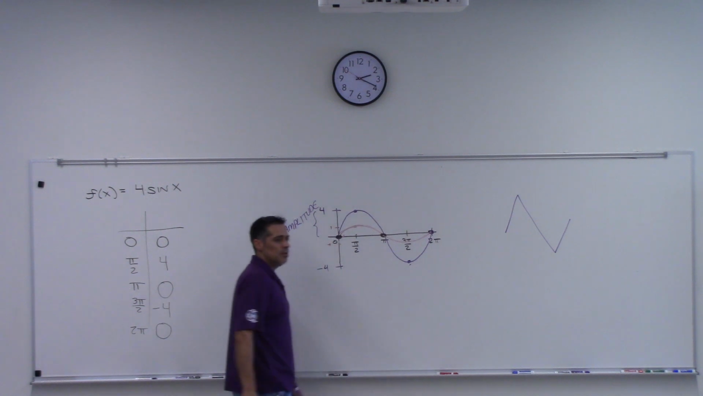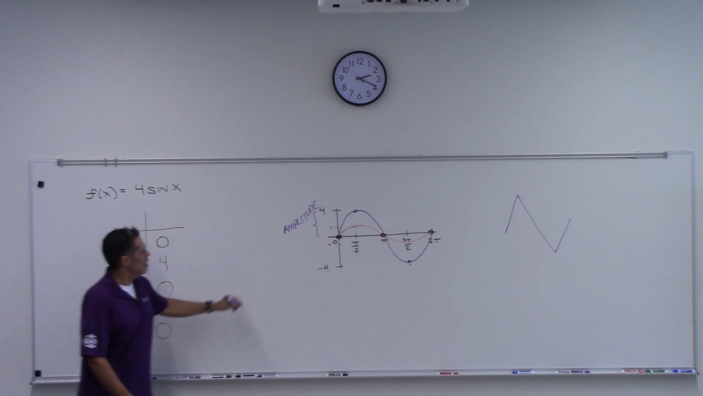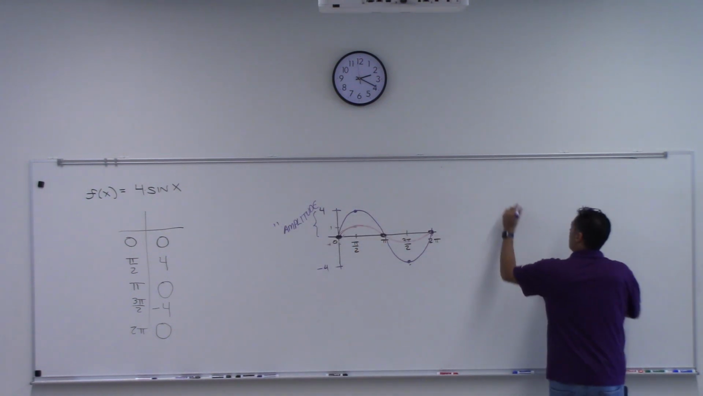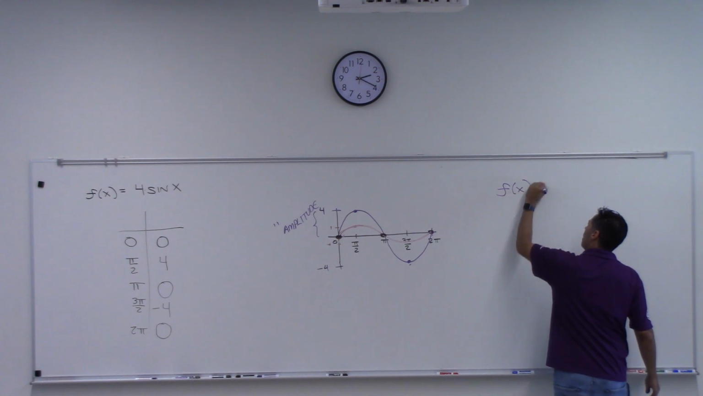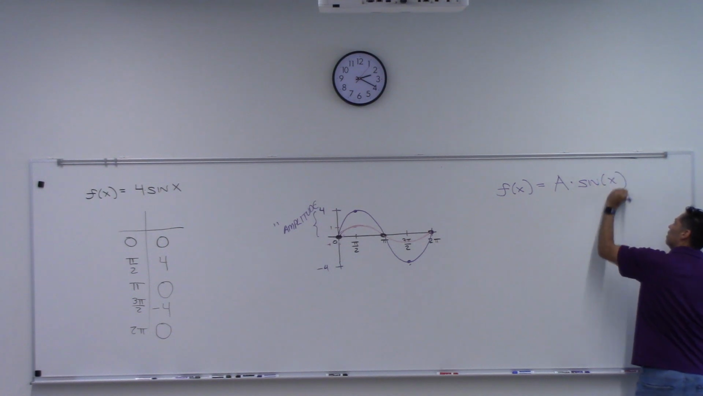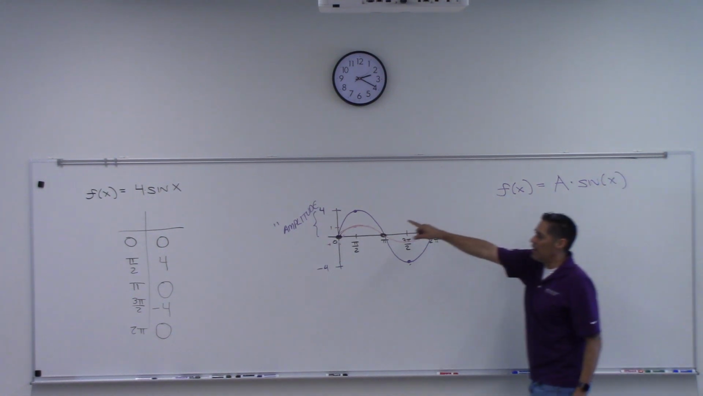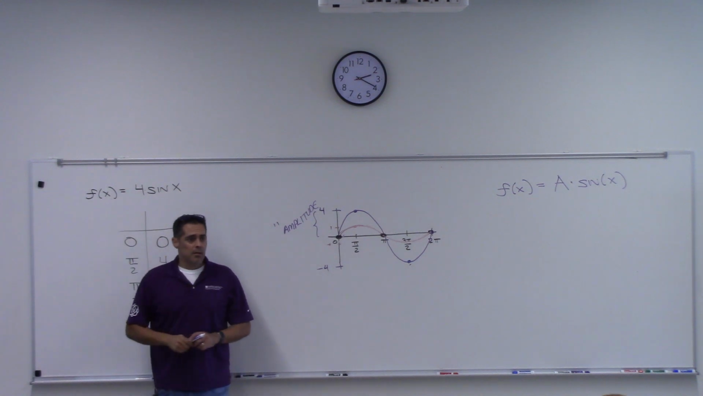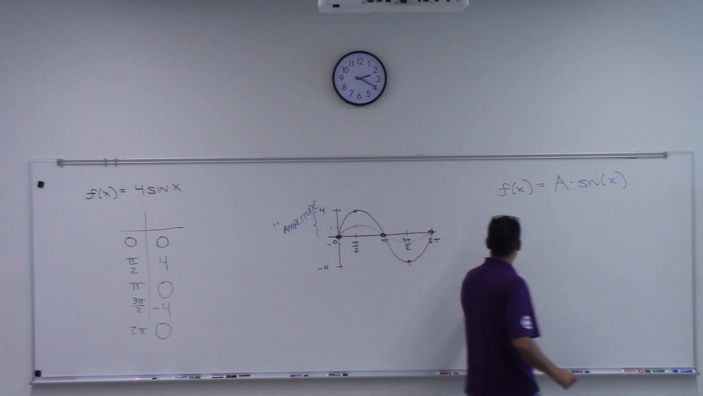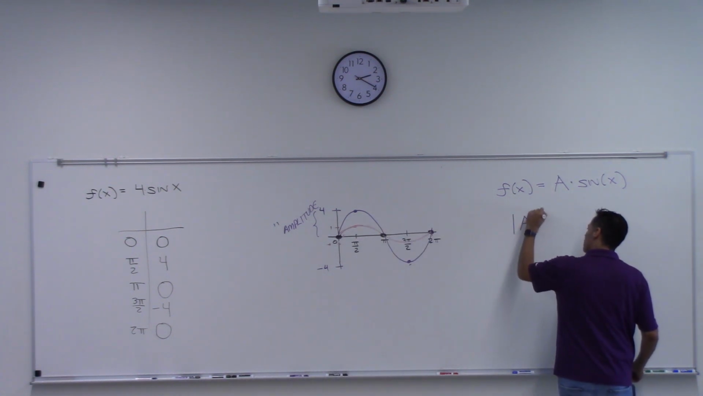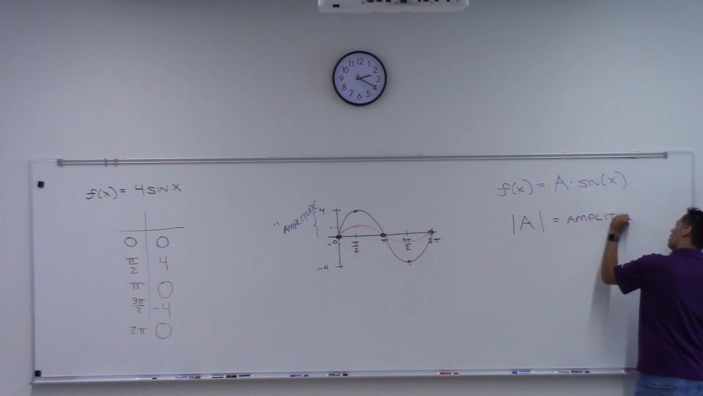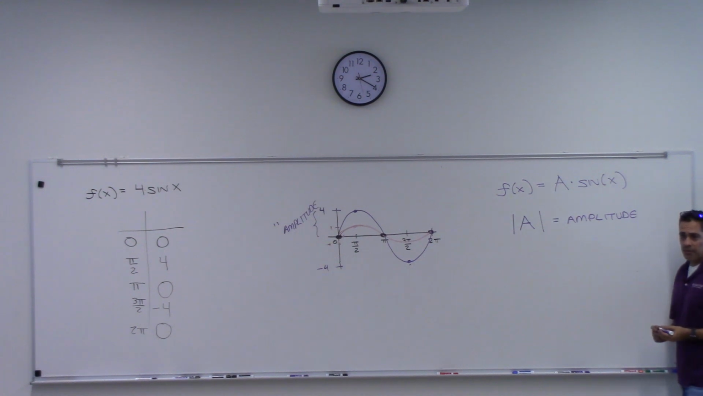And the amplitude of the sine function, sorry, so if you have f of x equals some number a in front of the sine function, all right? So for us, that problem there, I let the a be 4, right? The a in front is called the amplitude. Actually, it's not the a, it's the absolute value of a. The absolute value of a is equal to what we call the amplitude of the sine curve.